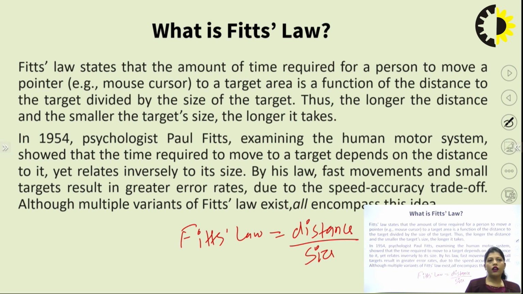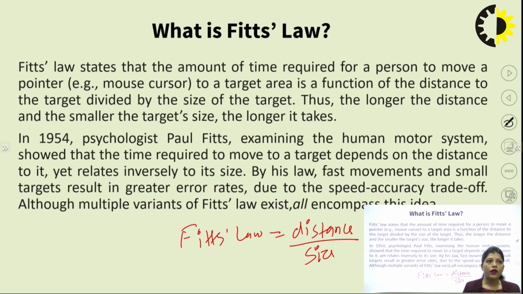For example, on a computer screen, there is a mouse and there is an object. If the object is small, then the movement time between the cursor and the object is more, and if the object size is big, then the movement time between the cursor and the object is less. We recognize a big object very quickly, and if the object size is small, we have some problem in recognizing the object on the screen.